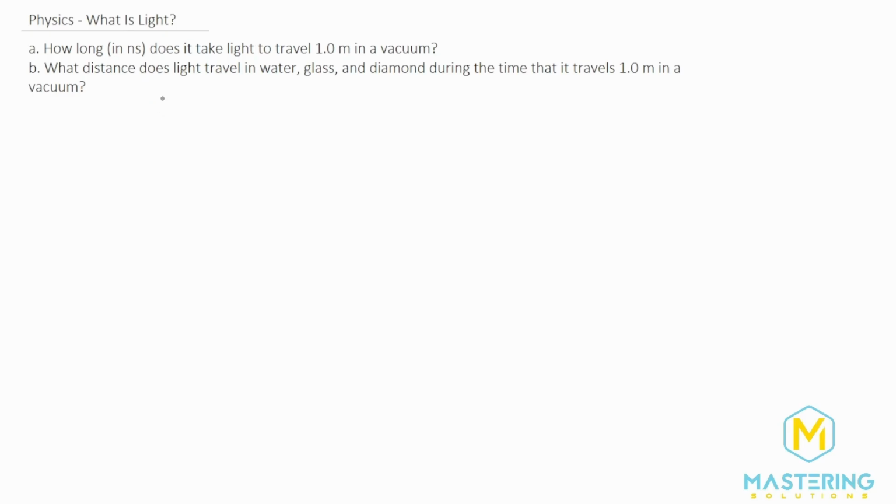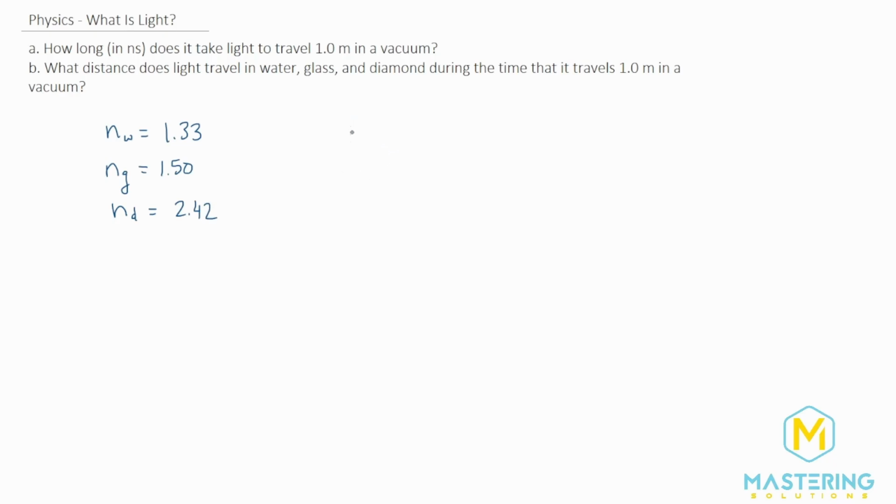So let's start off by listing the n, or the index of refraction, for a few different variables. So n of water is going to be 1.33. These are found in the book, but I'm going to put them here just so we have it for reference. N of glass is 1.50, and the n of a diamond is going to be 2.42. So this is very similar to the previous question that we did.